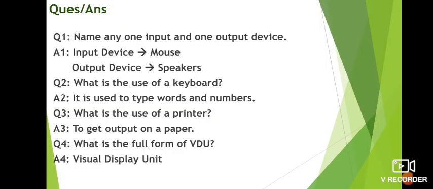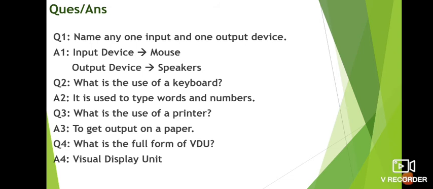Now next is question answers. Name any one input and one output device. So input device, mouse, you can write any other, like keyboard. If you want to write keyboard, you can write keyboard also, joysticks also. I have written mouse. And output device, speakers. If you want to write monitor, you can write monitor or printer. It's up to you.